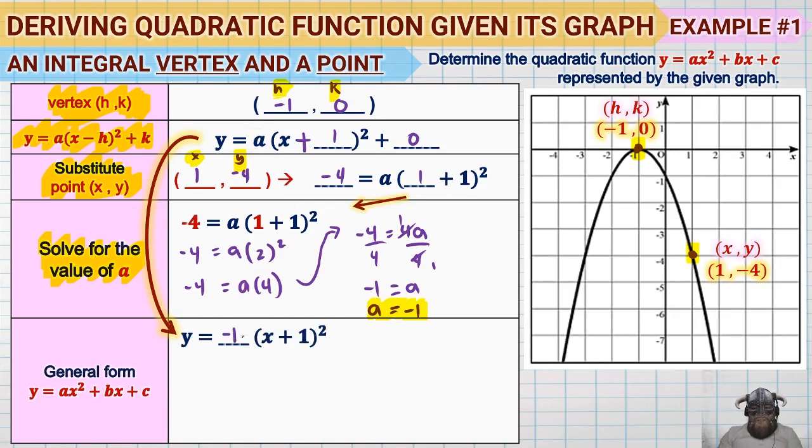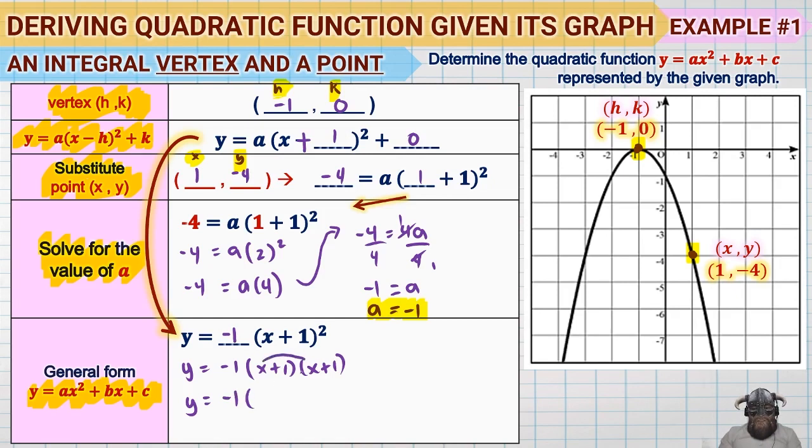Ayan na. Now, all we need to do is to transform this into general form. Y is equal to ax squared plus bx plus c. So, ganito yung gagawin natin. Una, copy. Y is equal to -1. Isolve muna natin tong x plus 1 quantity squared. So, another form of x plus 1 quantity squared is multiplying x plus 1 to itself. So, x plus 1 times x plus 1. Then, you can do FOIL. Y is equal to -1. So, yan muna yung simplify mo, yung nasa loob.